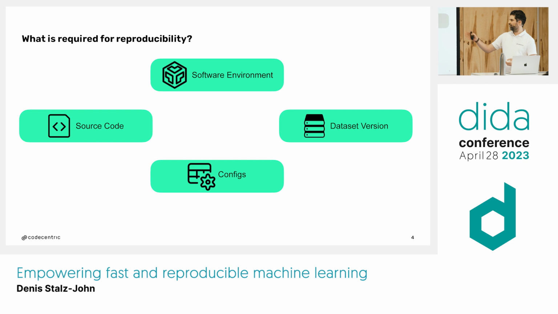The second thing is the source code you are using. We use Git, therefore that's a solved problem. And also the combination of the source code and the configuration file, because when you run an experiment, you use specific source code and additionally usually some configuration files. And the last thing is the dataset plus the dataset version.